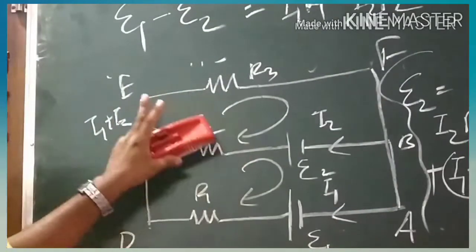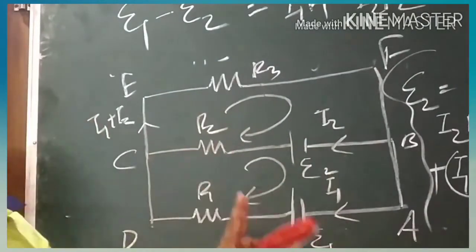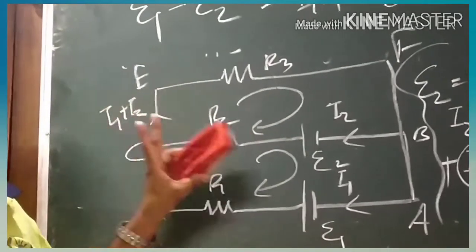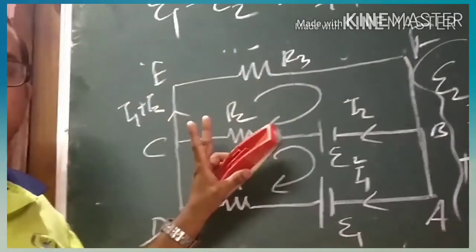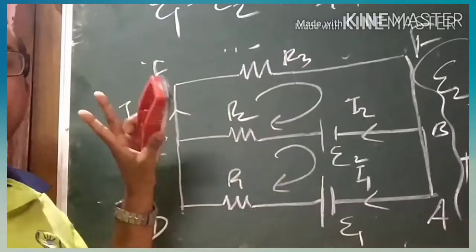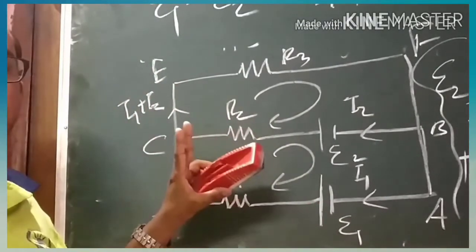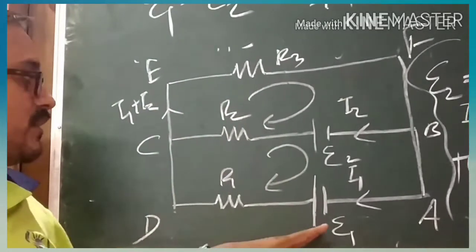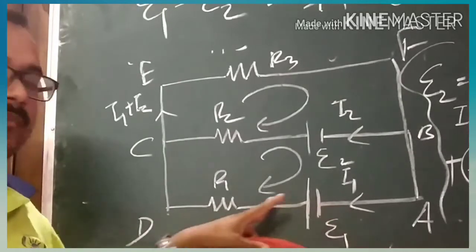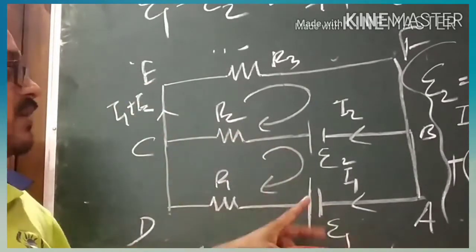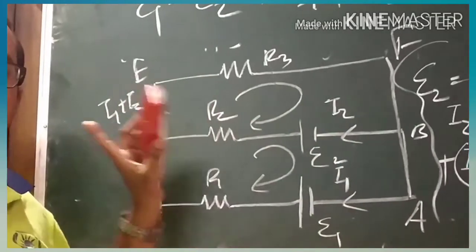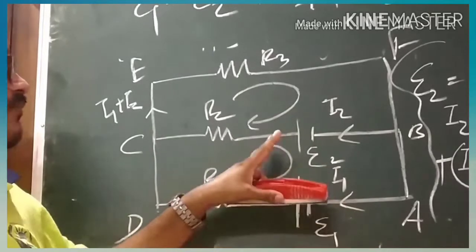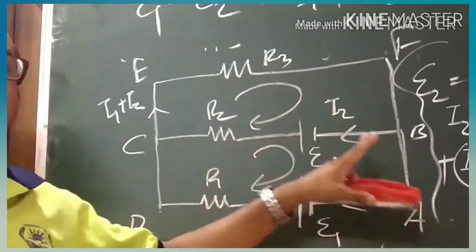For applying Kirchhoff's voltage law we must know the sign convention. First, the important point is that we can choose the direction of traversal, which may be either clockwise or anticlockwise. Secondly, the EMF will be positive or negative depending upon the direction of the current. When the current is going from the negative terminal to the positive terminal, the EMF is positive, and when the current is going from the positive terminal to the negative terminal, the EMF is negative.